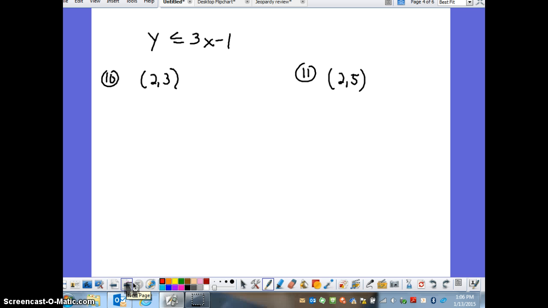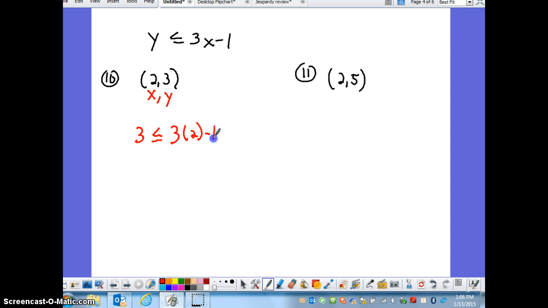Number 10 and 11, they give you the equation. They ask you whether or not that is a solution. So all you're really going to do is take the point that they give you, which is just an x and a y coordinate, and you're going to plug that into your equation. So here x is 2, y is 3, so you get 3 is less than or equal to 3 times 2 minus 1. 3 is less than or equal to 6 minus 1. 3 is less than or equal to 5. So the question is, is 3 less than or equal to 5?